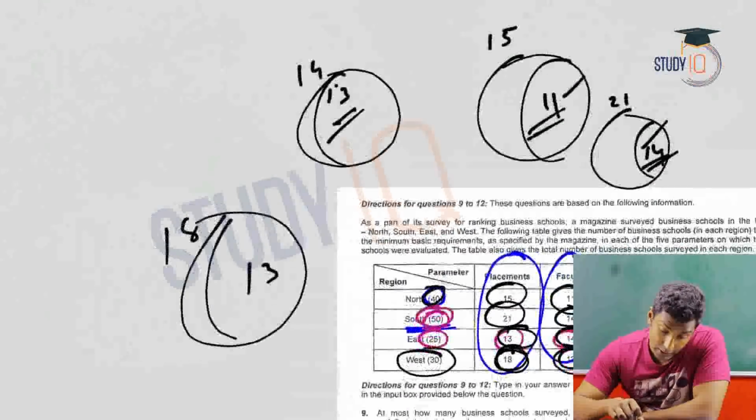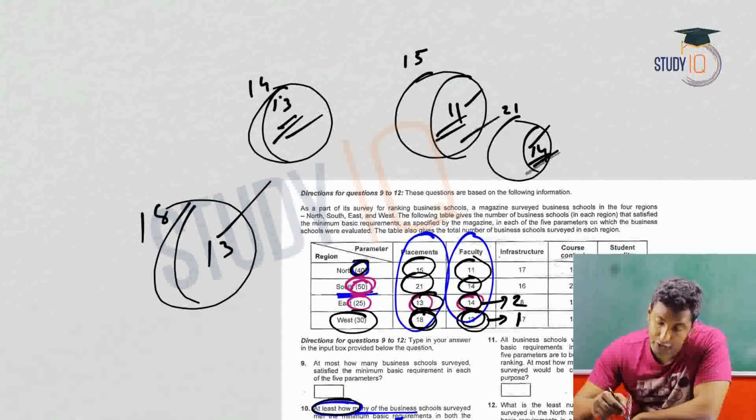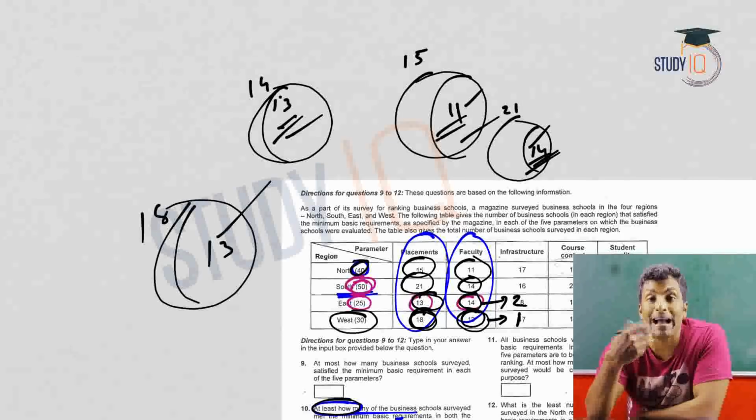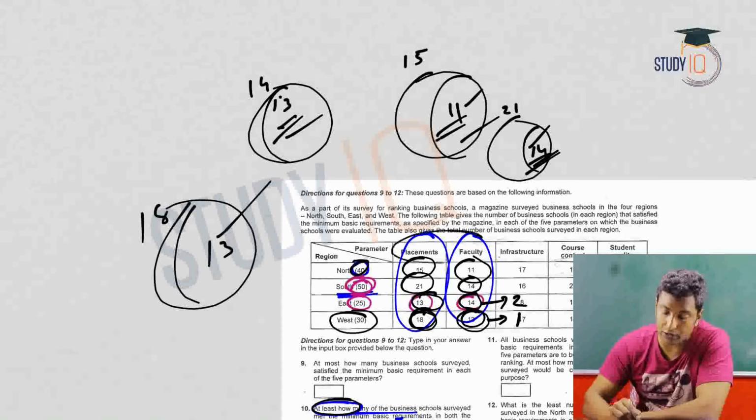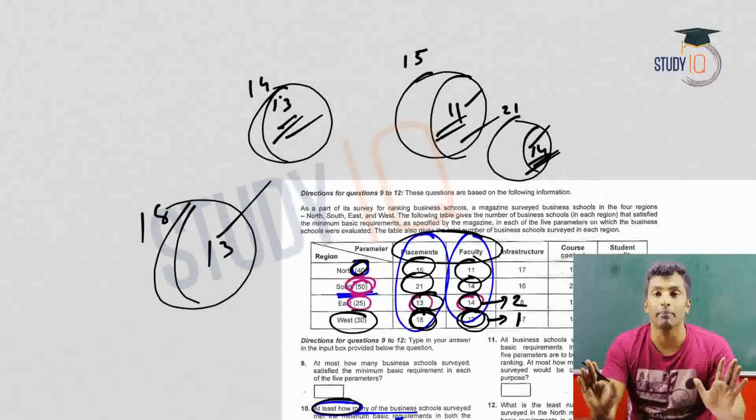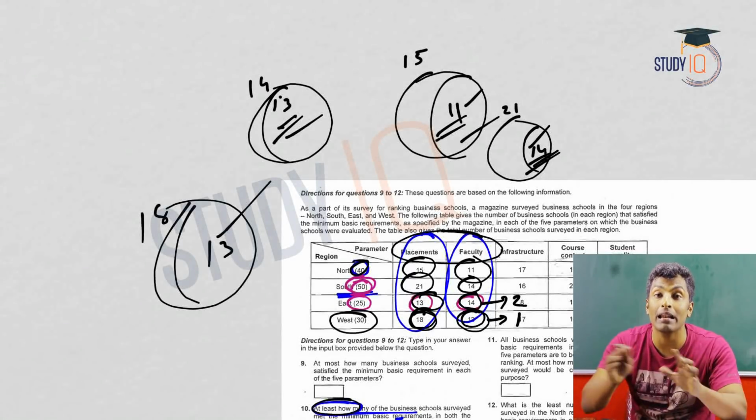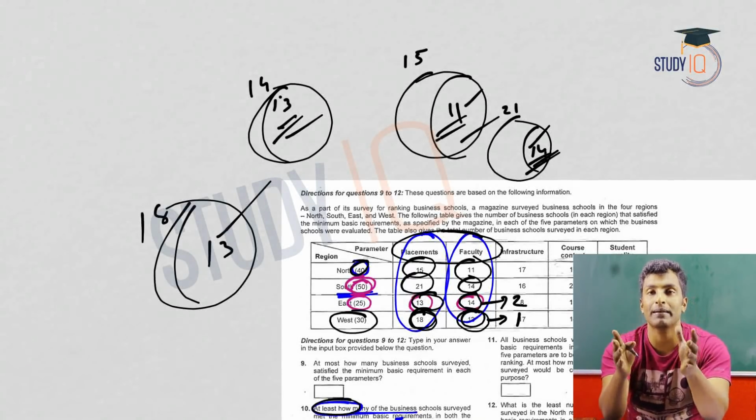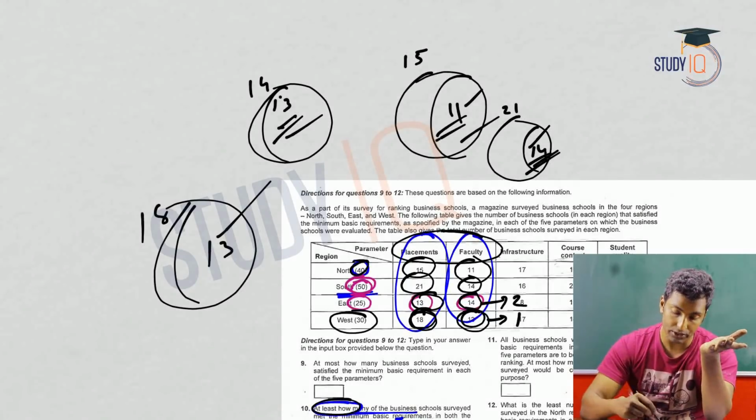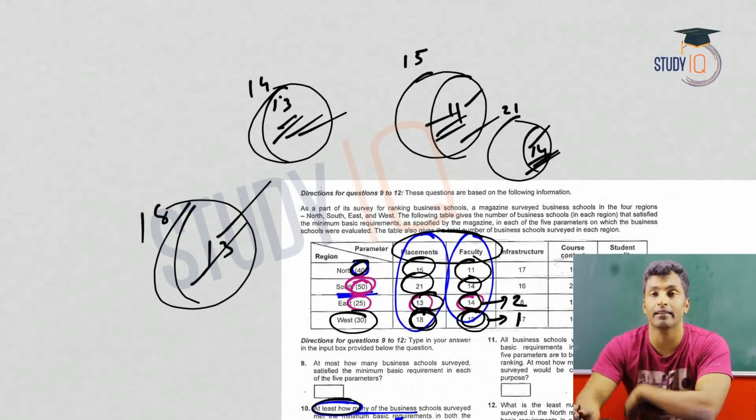Okay. So I need to add 13, 13, 11 and 14 to get at most the maximum number of business schools which satisfy both. Since it is minimum, I am taking the minimum. So if the question is about maximum, I'll maximize it. See, it's just a maximizing Venn diagram, minimizing Venn diagram. So this is your answer in the first case and this is your answer in the second case. Okay.